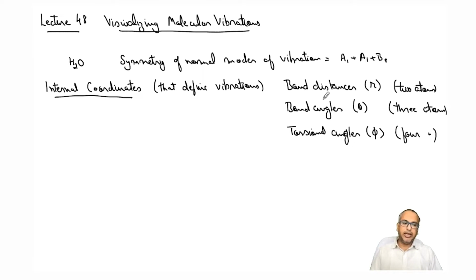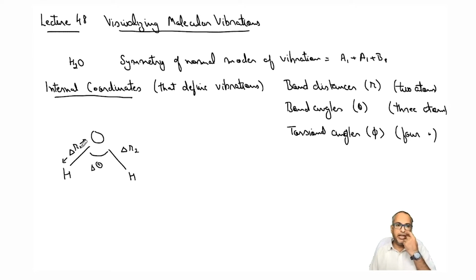So let us take internal coordinates and see how we visualize molecular vibration. Let's start with drawing the water molecule. Let's say I have change in bond length as delta R1 over here, and then this would be delta R2, and this will be my change in bond angle, delta theta, right? Now if I take the bond angles and bond distances as the basis and create a reducible representation, let us see what we get.